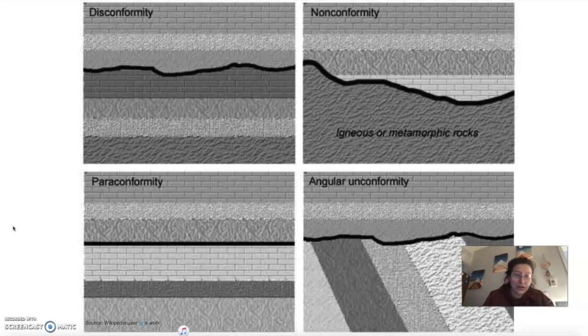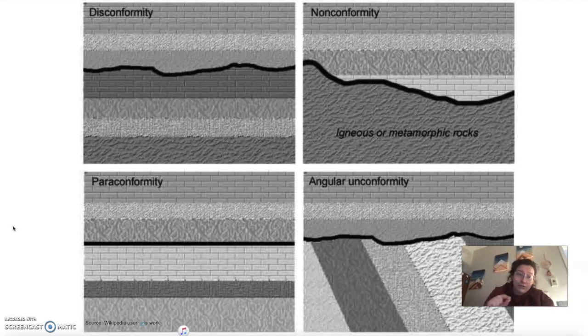Okay, now we're going to talk about unconformities. So unconformities happen when there is some type of gap in the geologic record. So these dark lines represent that gap. It can happen due to erosion or some other process, and it's a question that we ask as geologists because it's something we see in the field or we don't understand.